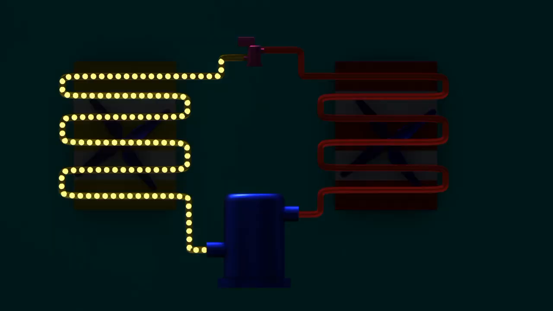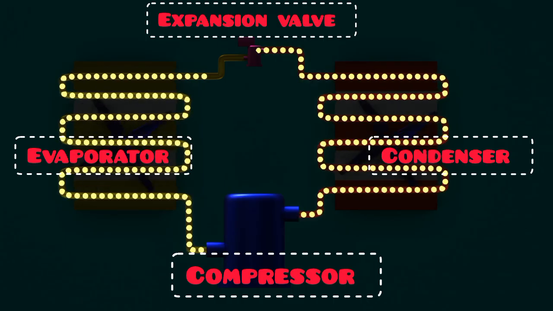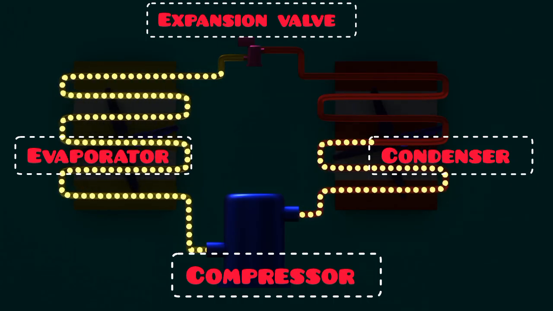The compressor then pushes the refrigerant into the condenser. At this point, the refrigerant enters the condenser as a high pressure, high temperature, superheated vapor.